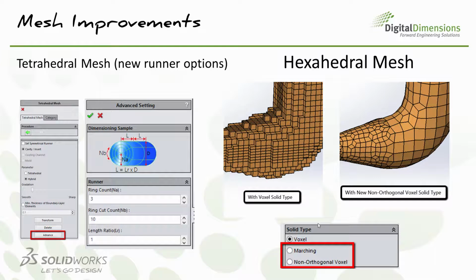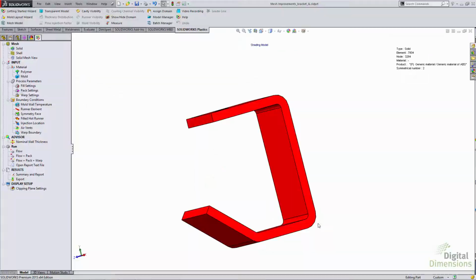The first item involves mesh improvements. We have a couple more options when it comes to the mesh, both with the tetrahedral mesh and the hexahedral mesh, that will help us in this new version of 2015. Let's start with the tetrahedral mesh. Let's make a new solid mesh here.